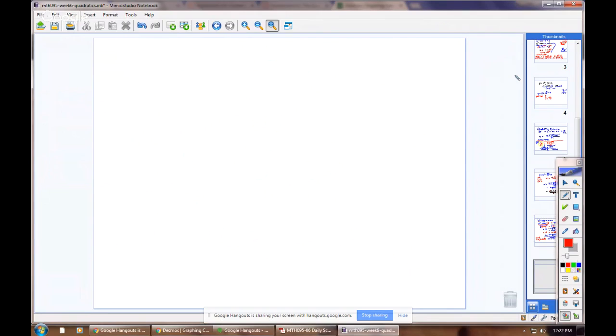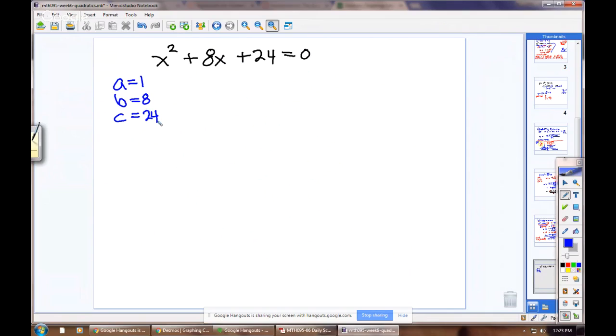Next, quadratic formula. This will be a nice check because we better get the same answers. x squared plus 8x plus 24 equals 0. My recommendation is write down what A is, what B is, and what C is, and double check that you get the signs correct. And write down the quadratic formula: the opposite of B, plus or minus the square root of B squared minus 4AC, all over 2A. Then plug in.